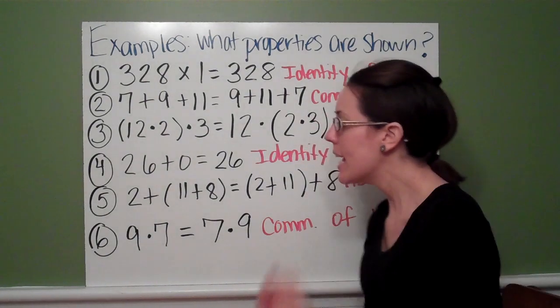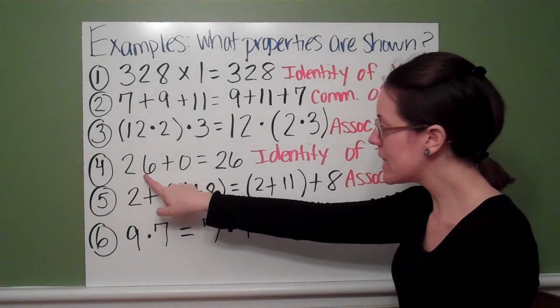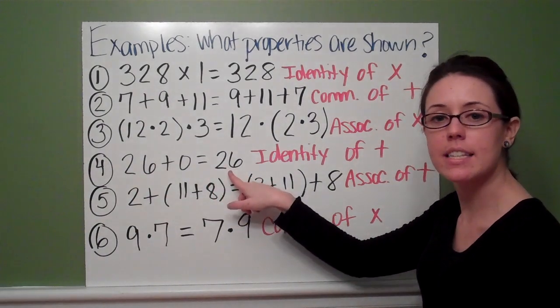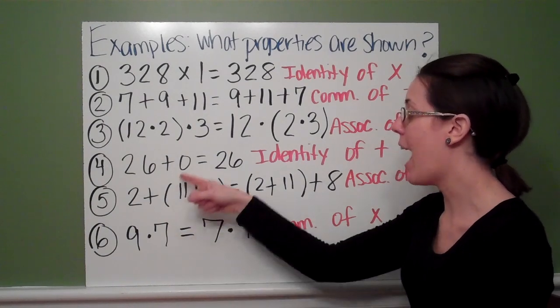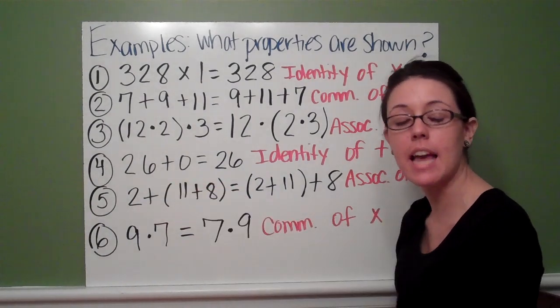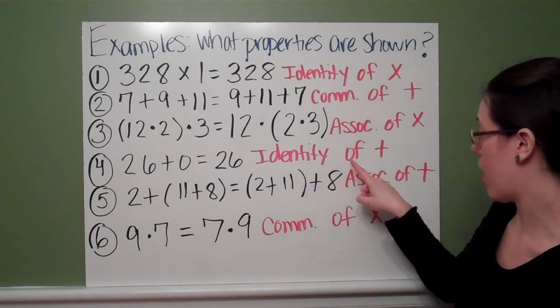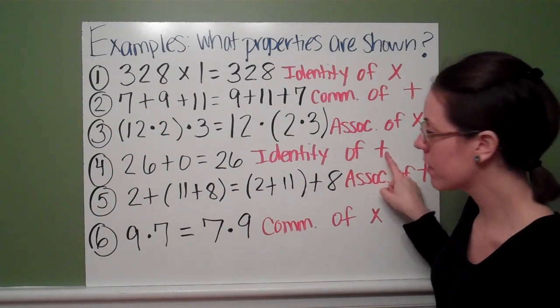Example number 4. 26 plus 0 is equal to 26. Notice here we are adding 0 to 26 and we still get 26. This is the identity property of addition.